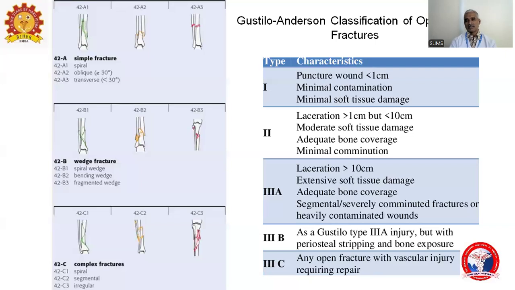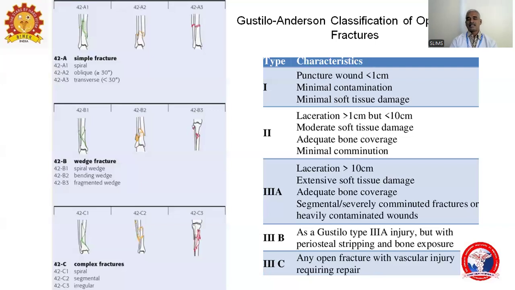Puncture wound less than 1 centimeter, and there is not much contamination. Contamination means road mud, grease, grass. Minimal contamination and minimal soft tissue damage. Soft tissue here we consider the skin, then deep fascia, then the periosteum. If you are not able to cover the wound, then it's maximum soft tissue damage. Here with minimal soft tissue damage, you can suture the edges of the wound. We call it type 1.